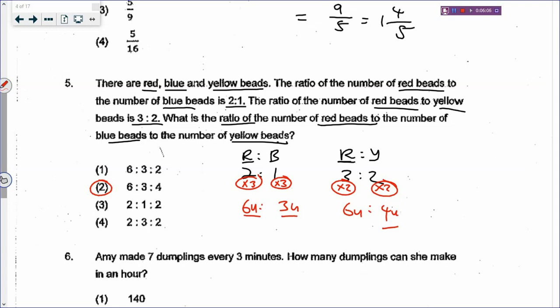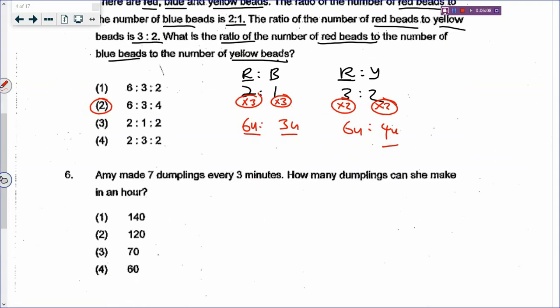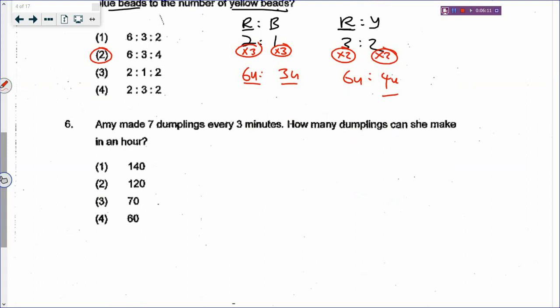Alright, question number 6. Amy makes 7 dumplings every 3 minutes. So how many dumplings can she make in 1 hour? Alright, now is there a way to solve this easily? You can write something like this, right? Every time you see this topic, it falls under rates, the P5 topics on rates. So what you can do is write down 3 minutes will make 7 dumplings, right? 7 dumplings. You want to find how many dumplings can you make in 1 hour.